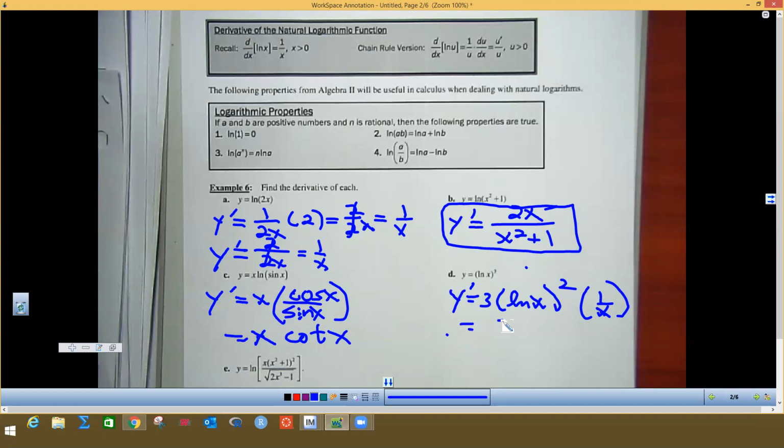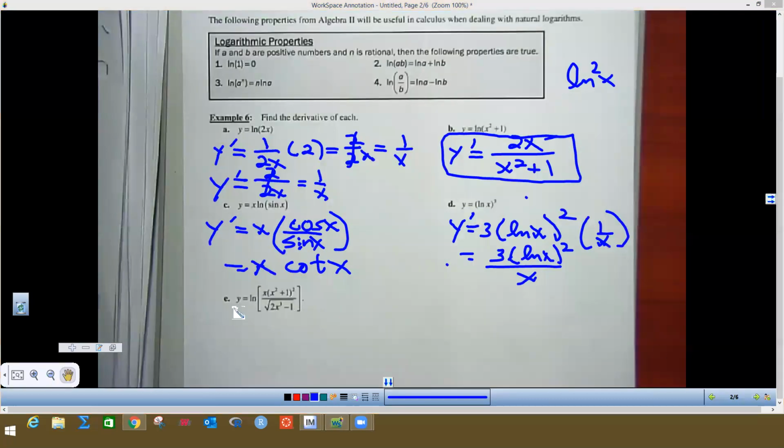So we would rewrite this whole thing as 3 natural log of x to the second all over x, because you multiply this times 1, the x stays on the bottom. I have seen them write this natural log of x squared, where they actually write it as natural log square of x like that. But I would recommend writing it this way.